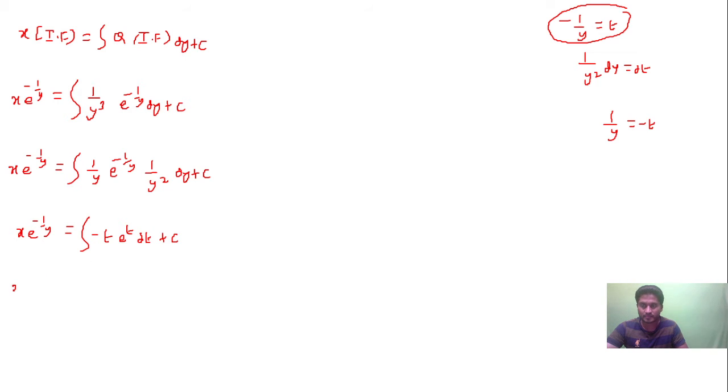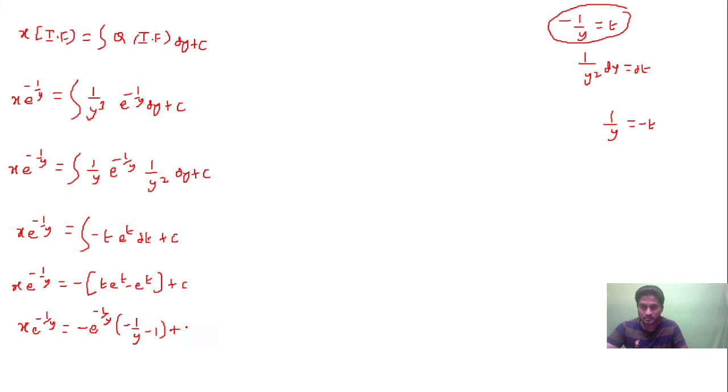Okay, let us use by parts. x into e to the power of minus 1 by y is equal to minus, outside, first into integration of second minus integral of second. So you get e power t only plus c. So x into e power minus 1 by y is equal to minus e to the power of t, where t is minus 1 by y, minus 1 and plus c. Okay, so I'm going to take minus common.